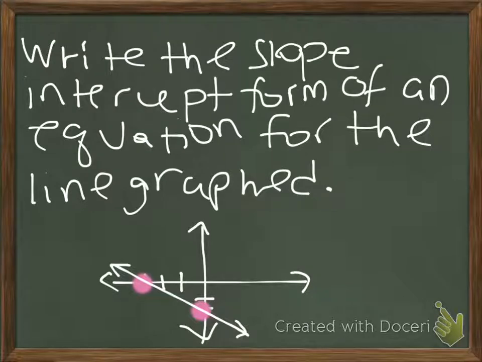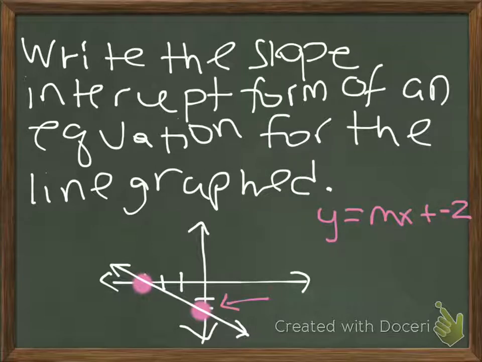The next one, we need to write an equation here in slope-intercept form for the line that is graphed. So, when you have slope-intercept form, you need to find the slope and you need to find the intercept. Well, we can first look at where it crosses the y-axis. That's our intercept. It looks like it crosses at -2. So we know our b value is -2.